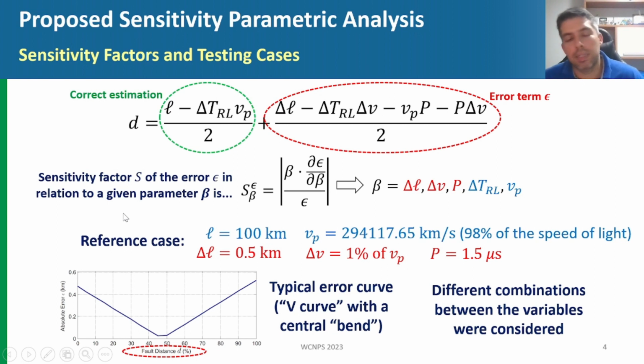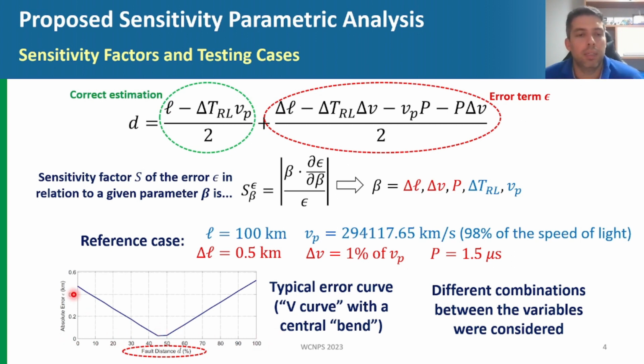Before conducting this study, a reference case had to be defined. And to do so, we considered a transmission line with length equal to 100 kilometers and with propagation velocity equal to 98% of the speed of light. Aiming to obtain a more realistic reference case, we considered some slight errors here in delta L, delta V, and P.